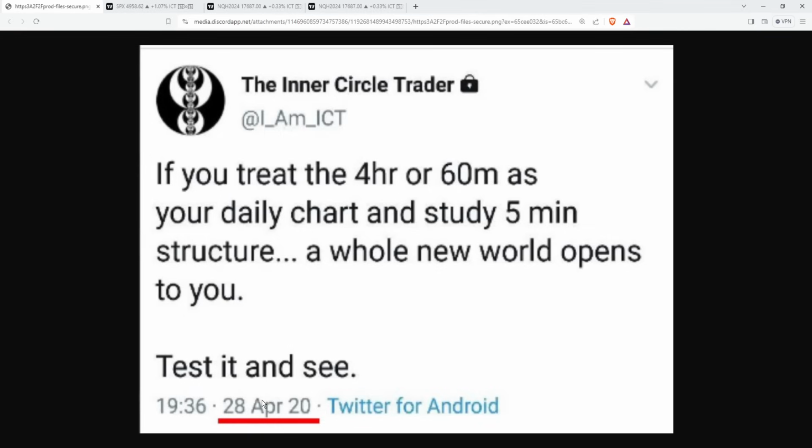When you look at this tweet, there are two important things in here, and that is that you need a higher time frame bias. You need to know where price is going, and once you do that, you look on the lower time frame for setup.